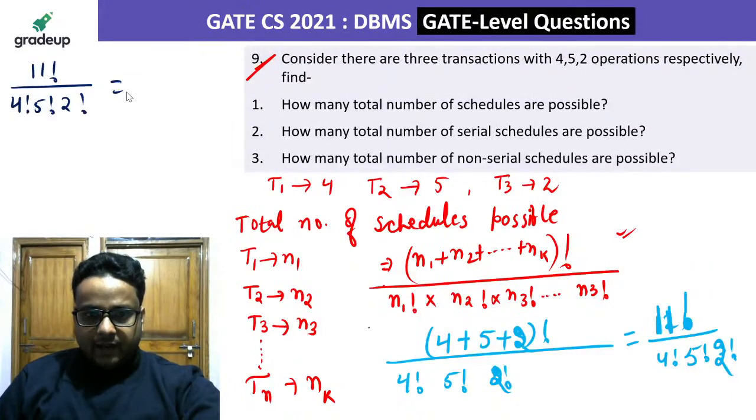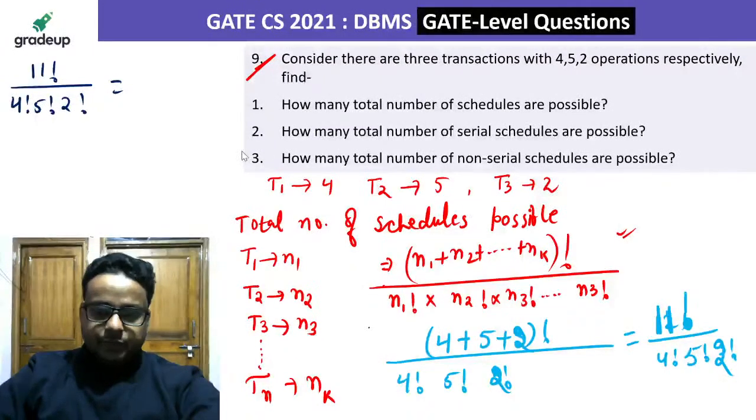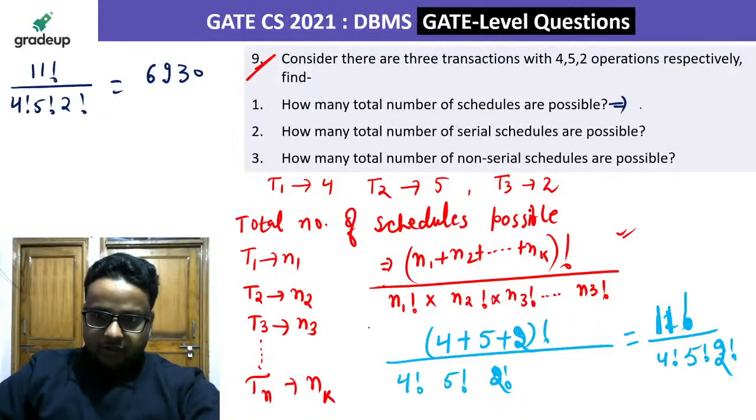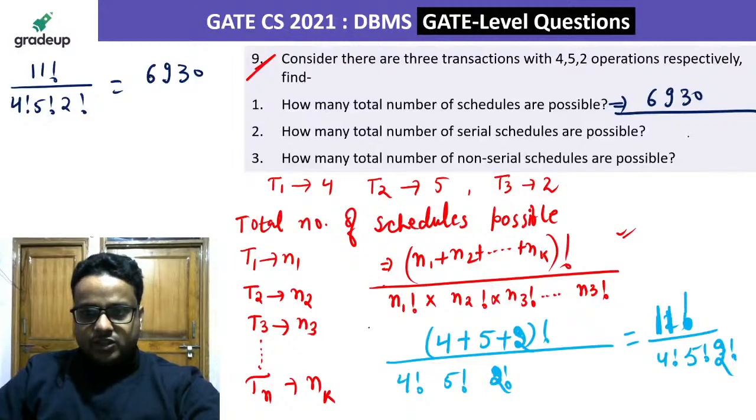I have already calculated it directly, so I will tell you the value of this will be 6930. So the total number of schedules is 6930, and that is the answer for this one.